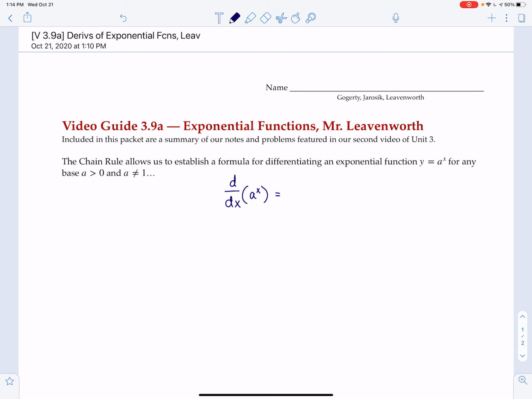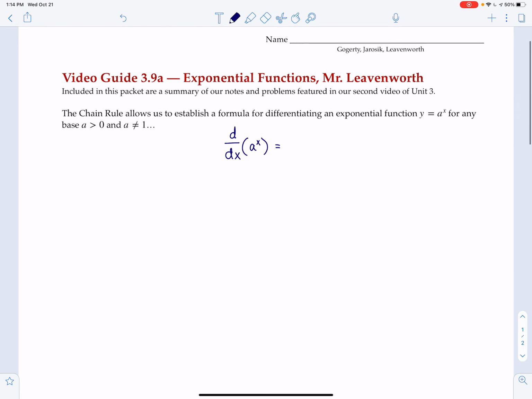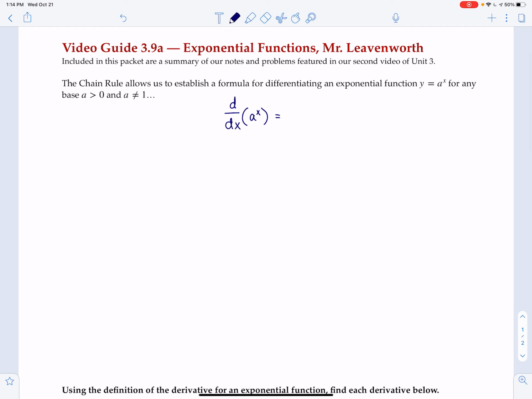And so what we are going to do is take a look at how this rule, which you will probably like better than trying to derive it each time, comes about. So we don't know how to take the derivative of a to the x, which is what I have here on the screen, but we can do some fancy algebraic manipulation and check this out.